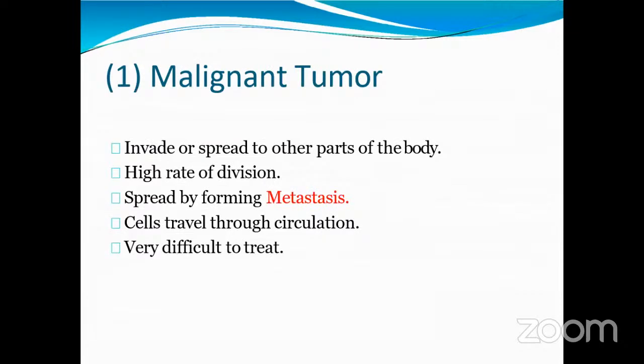So first is malignant tumors. They invade or spread to the other parts of the body. They show a very rapid and high rate of division. And from one place of origin, they can move to other places, which is called metastasis. Cells travel through circulation and reach another tissue, and there they start growing. So if it enters the metastatic stage, then it is very difficult to treat, because if it is stopped in one place, it will start from another place.